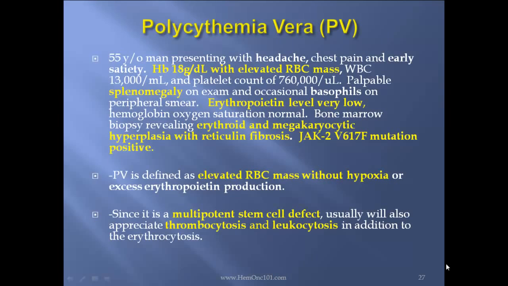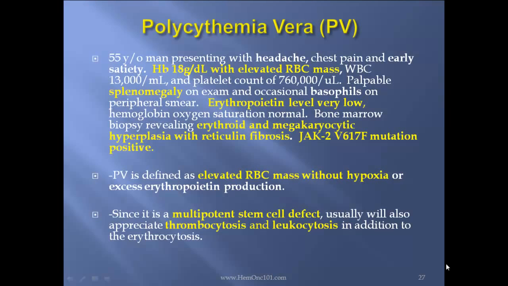Polycythemia vera, case report. A 55-year-old man presenting with headache, chest pain, and early satiety. Hemoglobin 18 with elevated RBC mass. WBC 13,000 and platelet count of 760,000. Palpable splenomegaly on exam and occasional basophils on peripheral smear.